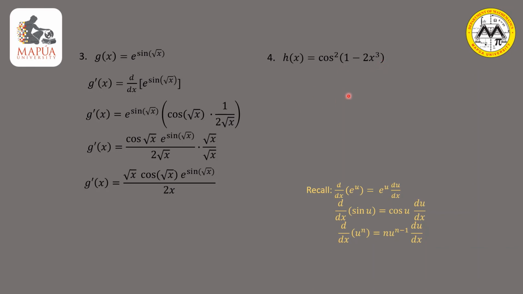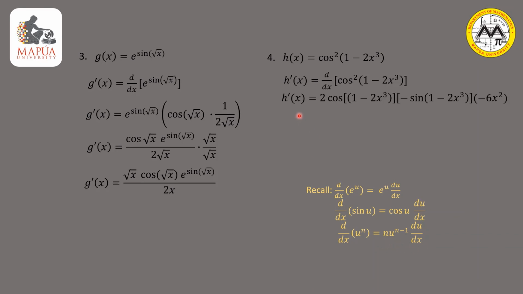Now for number 4, h of x is the function given by cosine squared of 1 minus 2x cubed. The form of the function is a power function where we have the square of cosine of 1 minus 2x cubed. So if we are going to differentiate the said function, we will be applying this rule to differentiate u to the n, where the derivative is given by n u to the n minus 1 times du/dx.